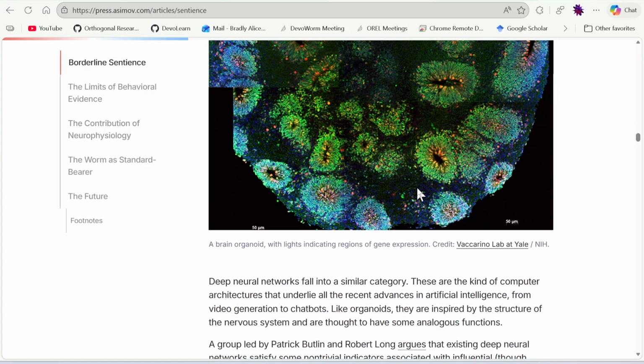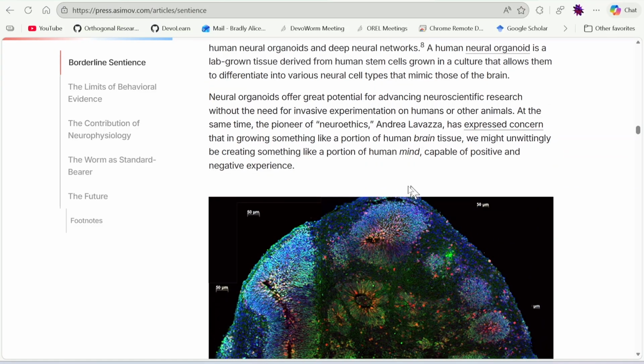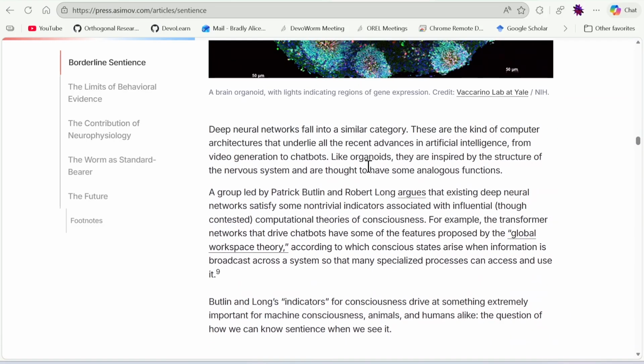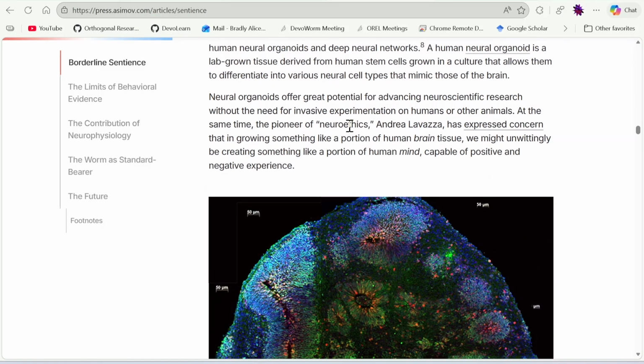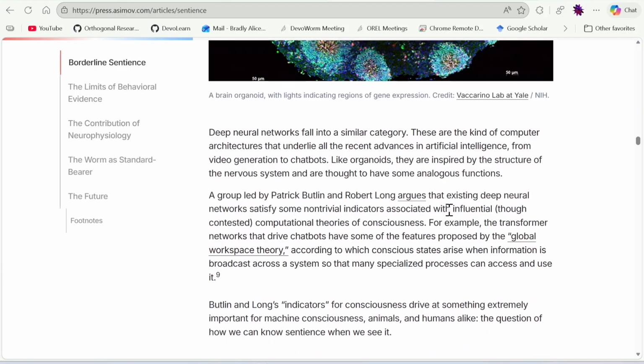And then they get into some brain organoid work, which is interesting. Neural organoids offer great potential for advancing neuroscientific research without the need for invasive experimentation on humans and other animals. At the same time, the pioneer of neuroethics expressed concern that in growing something like a portion of a human brain tissue, we might unwittingly be creating something like a portion of a human mind capable of positive and negative experience. Just a point on talking about brain organoids and other types of systems as an alternative to actual brains in a dish.